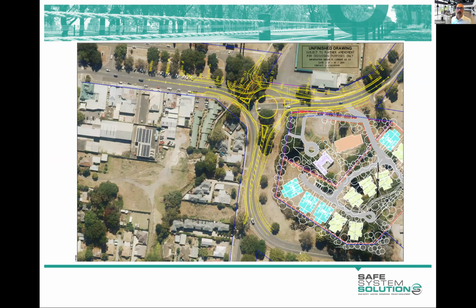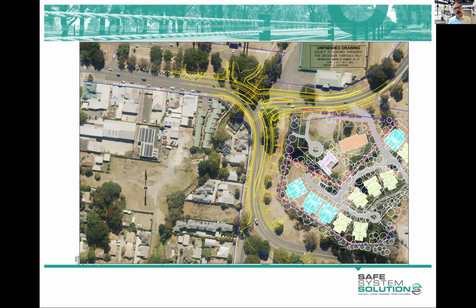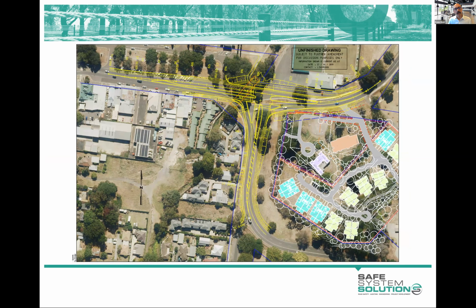So there's a concept designed to build a roundabout at that location. Another concept design to build a signalized intersection. And there's another concept designed to build a signalized intersection, but make it a more conventional T intersection with slip lanes and the like.